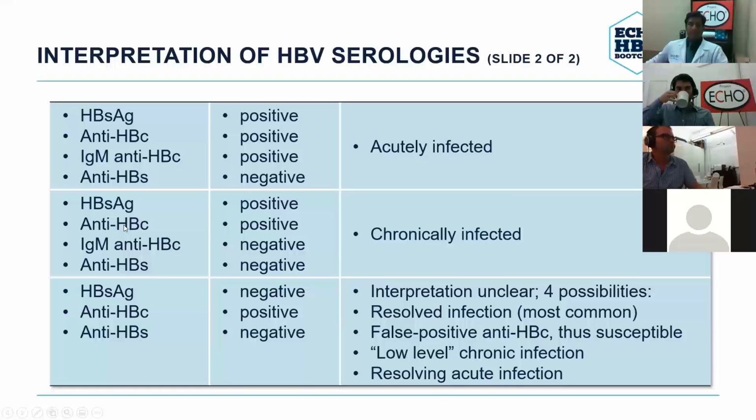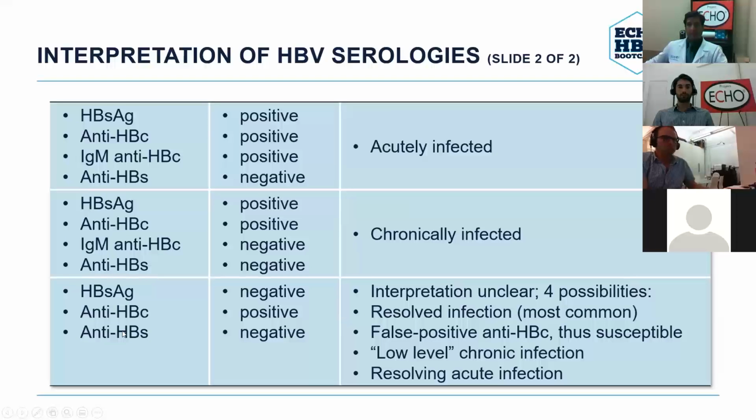Okay. So the next box, again, when you're seeing hepatitis B surface antigen is positive, core antibody is positive, IgM is negative, and surface antibody is negative, this is a patient who is chronically infected. So if you want to take one message from the slide, surface antigen positive for more than 6 months equals chronic hepatitis B. Okay, so you don't need anything else.